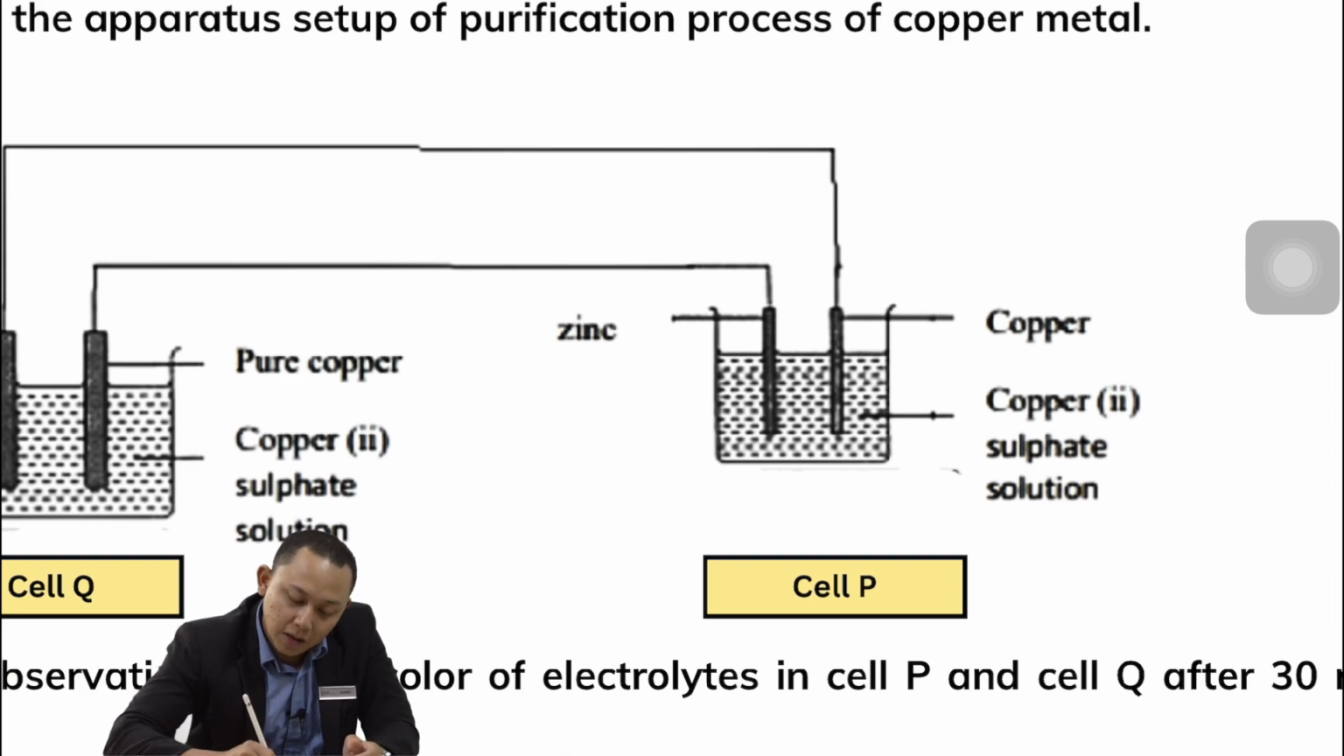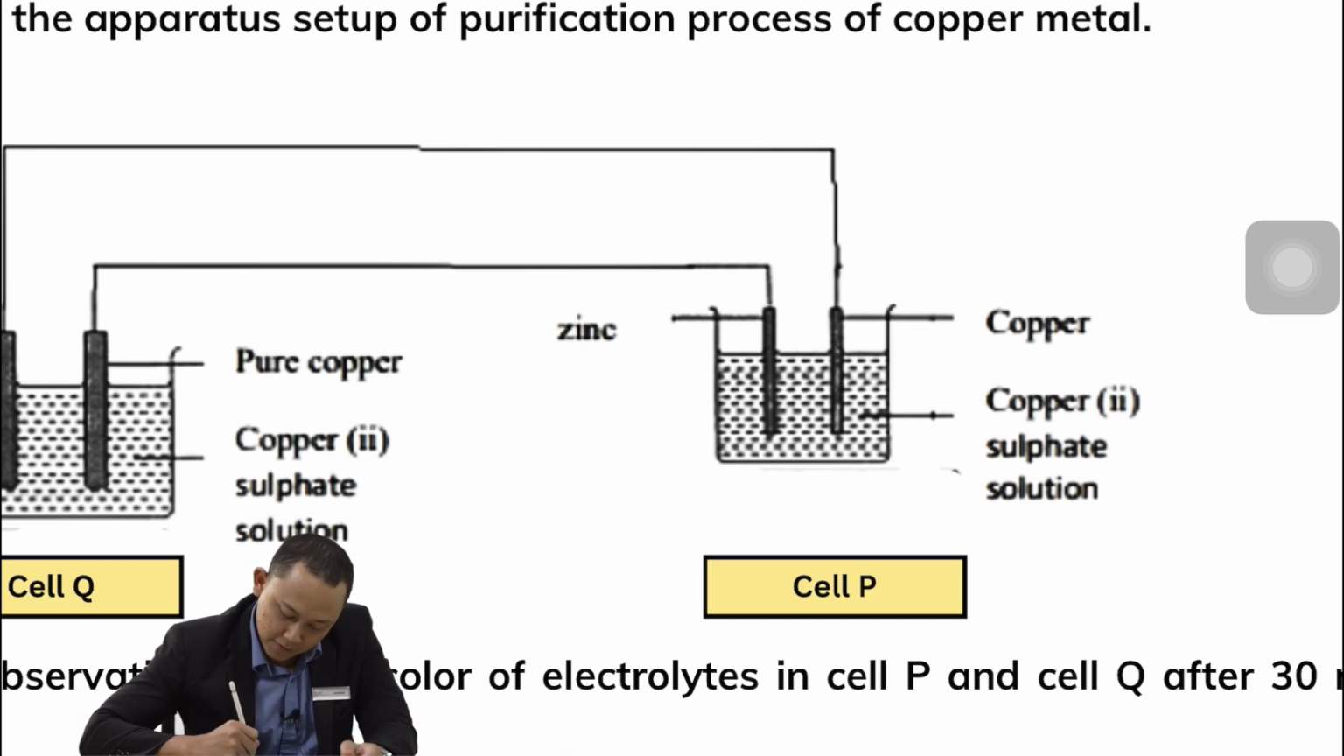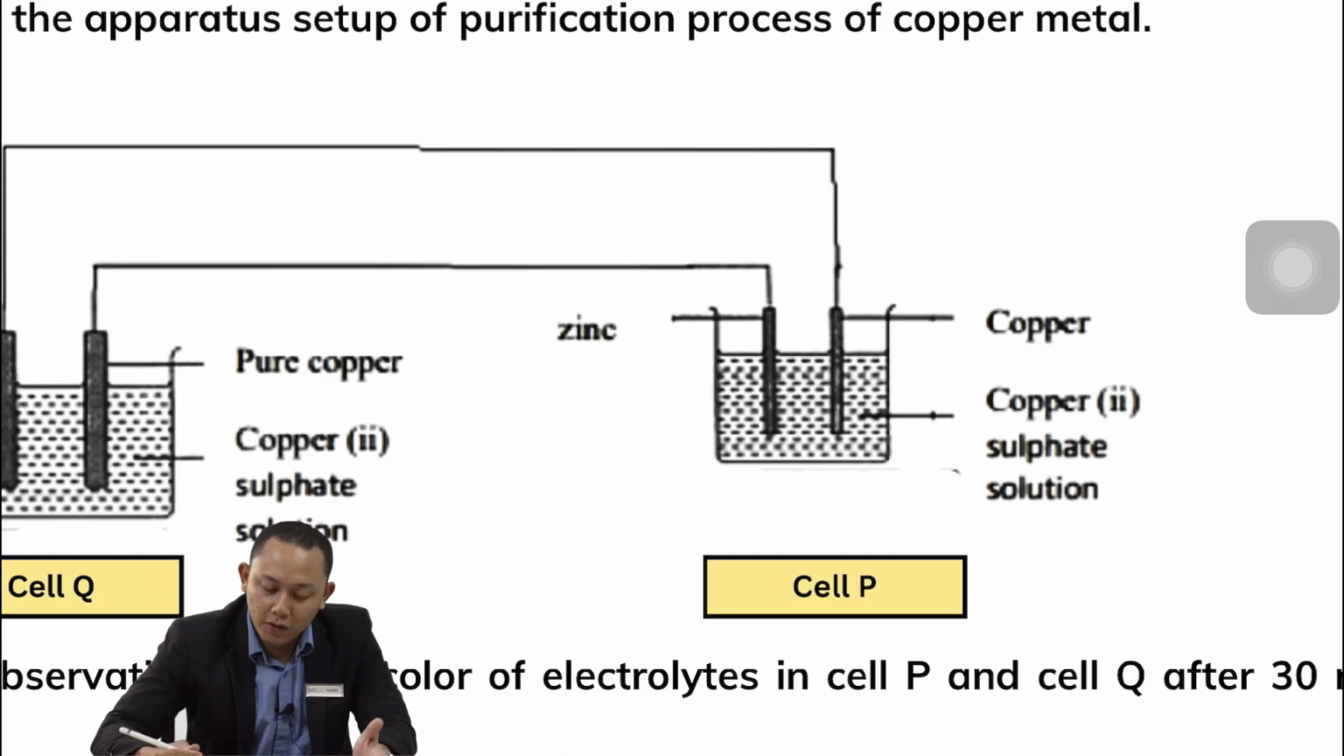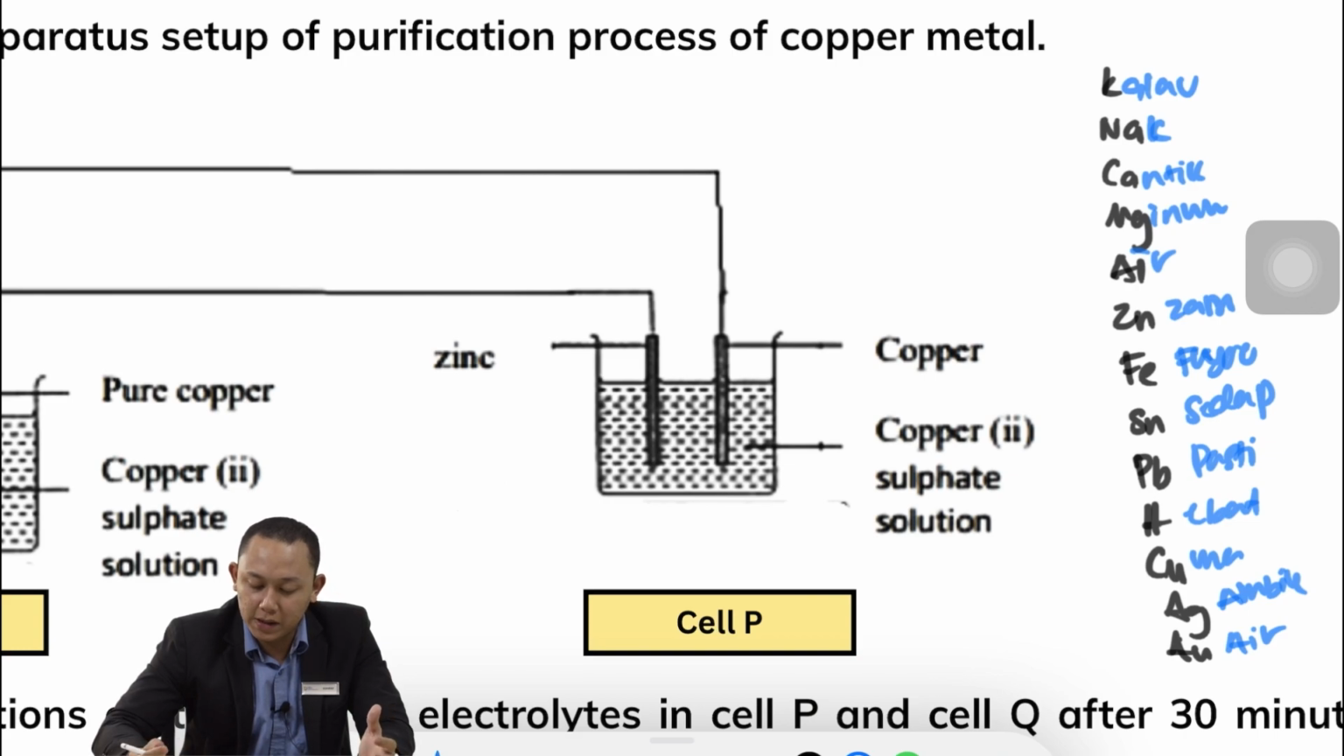Okay, kalau nak cantik, minum air zam-zam, fuyo, sedap. P is for pasti, H is for hebat, cuma ambil is for ambil air.